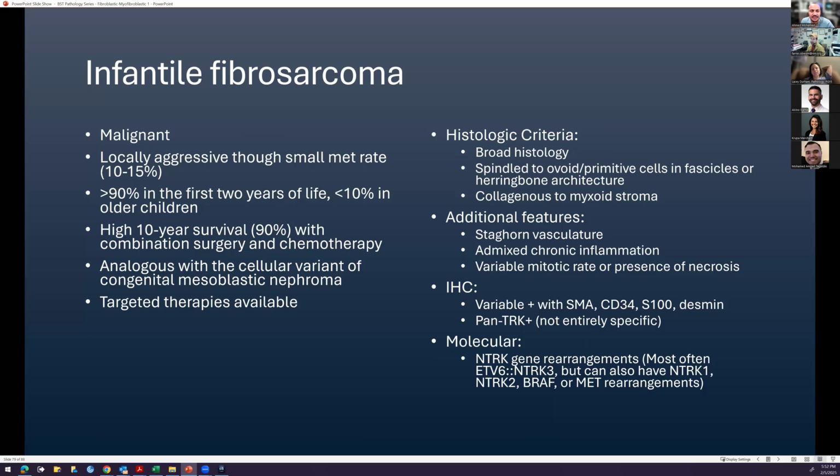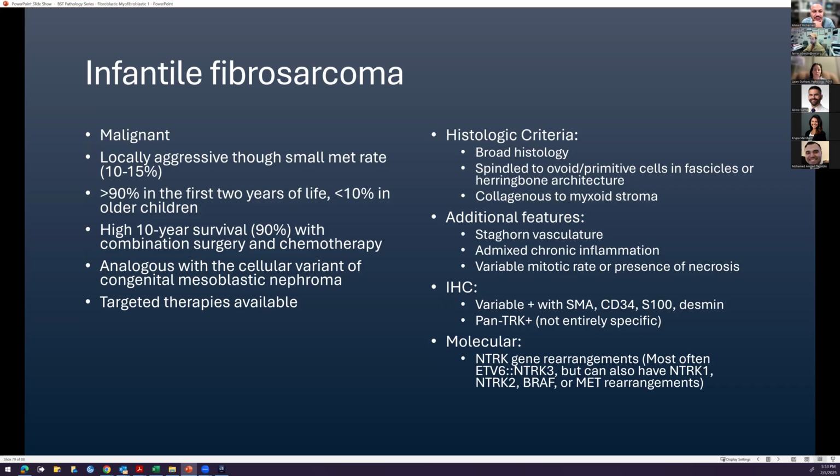But the good thing is that they universally have some sort of NTRK rearrangement or a related gene, usually with BRAF or MET rearrangement, but most often with NTRK, ETV6-NTRK3, right? And that's very important because those patients have access to targeted therapy, right? So larotrectinib is an NTRK inhibitor, so you can use an NTRK inhibitor for these patients, which is great. There's actually quite a high survival rate with these. So even though it's a fibrosarcoma, that combination of surgery and chemo actually does quite well for these patients.